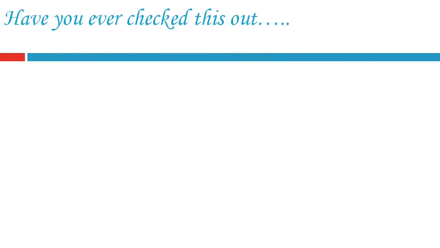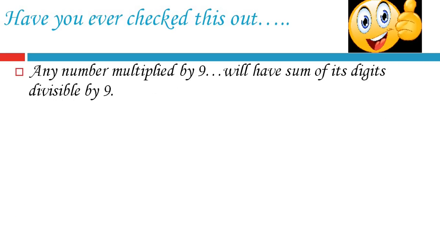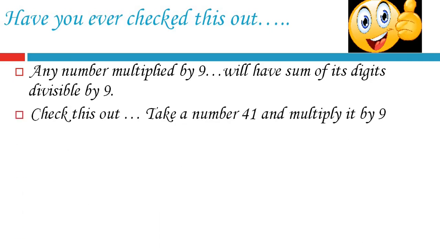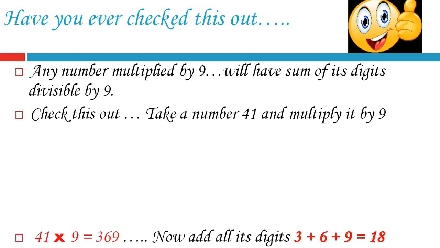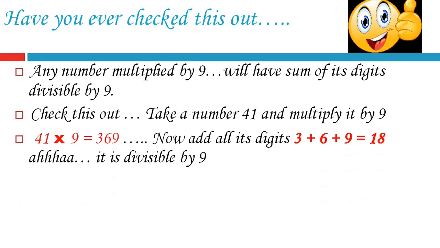Have you ever checked this out? Any number multiplied by 9 will have the sum of its digits divisible by 9. Let us take one example first. Take a number 41, multiply this by 9. Now the result is 369. Add all the digits. The sum comes out to be 18. 18 is a multiple of 9. So the sum is divisible by 9.